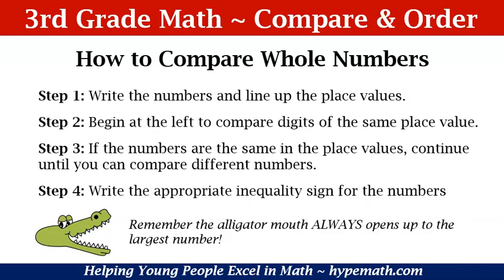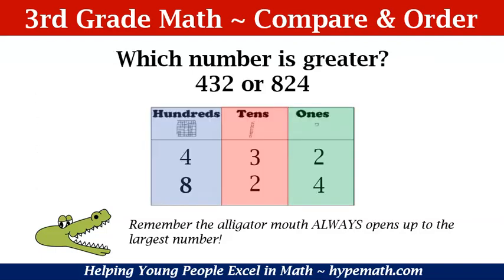Remember, the alligator's mouth always opens up to the largest number. So when you're using the inequality sign, it looks like an alligator, right? An alligator with his mouth open. If you can't remember which way it goes, always remember the alligator mouth opens up to the biggest number. Let's look at some examples.